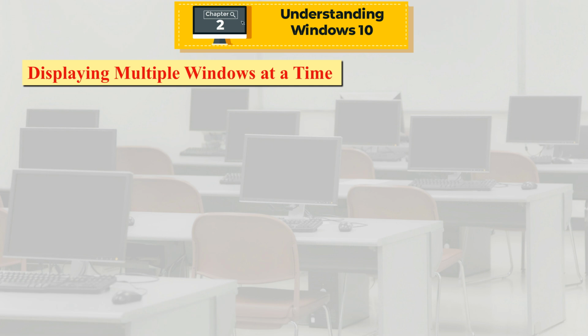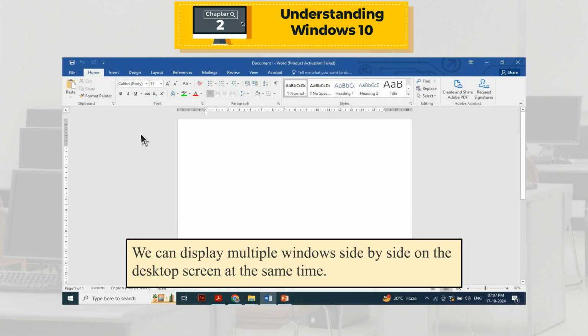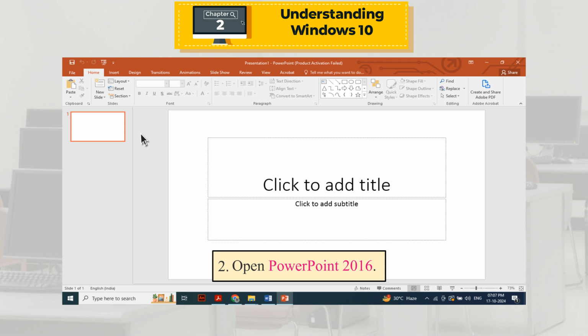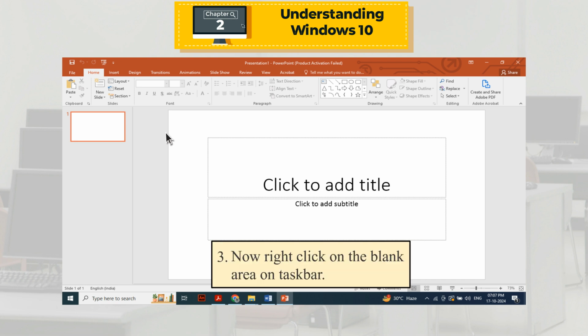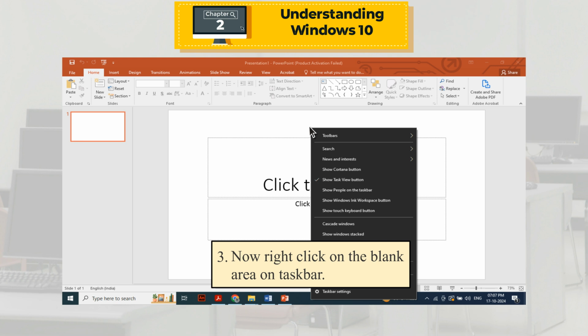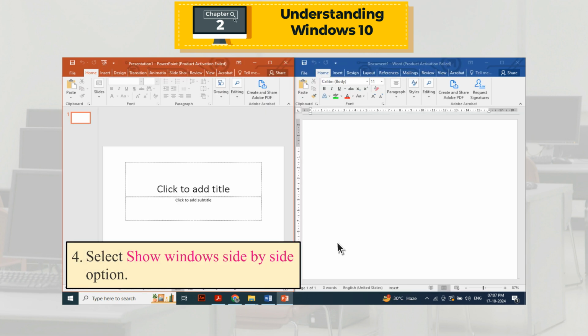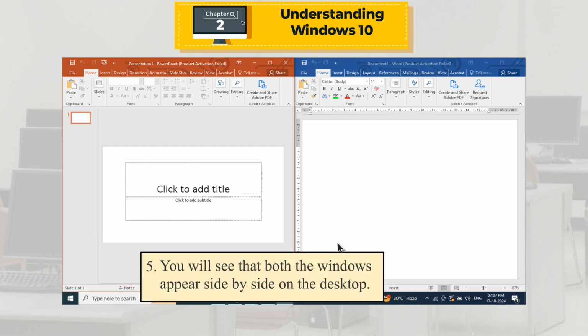Displaying multiple windows at a time. We can display multiple windows side by side on the desktop screen at the same time. 1. Open Word 2016. 2. Open PowerPoint 2016. 3. Now right-click on the blank area on the taskbar. 4. Select the Show Windows Side by Side option. 5. You will see that both the windows appear side by side on the desktop.